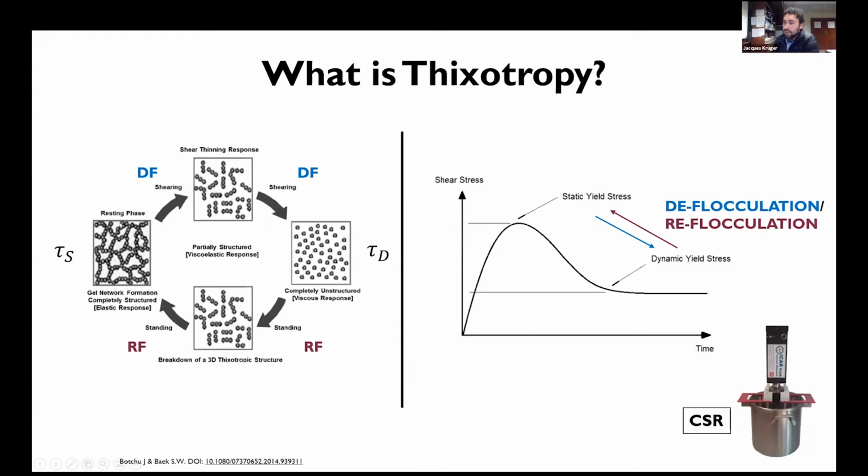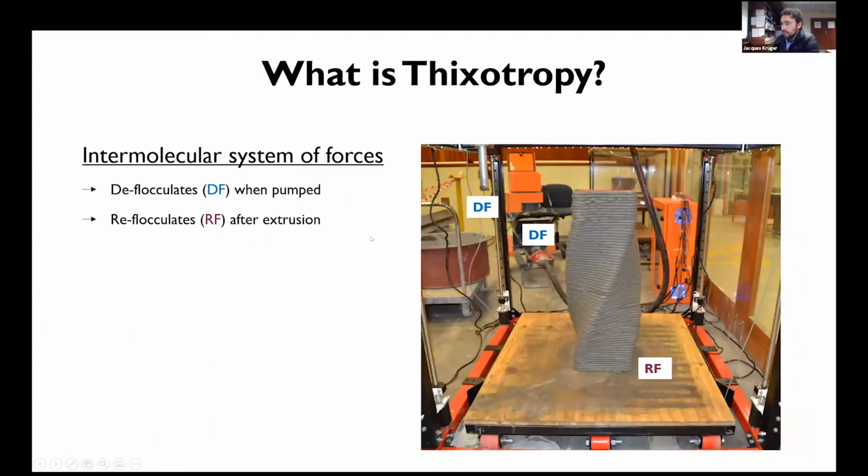If you look at this graph on the left-hand side, the top of this figure: when you remove the agitation while at this dynamic yield shear stress, so when you stop the rheometer's vane or stop the pumping, then it reflocculates back to the static yield shear stress, as you can see in the bottom half of this figure, to get the original microstructure back again, so the elastic response. The dynamic yield shear stress is good for pumping, and the static yield shear stress is to attain the buildability. So in the context of 3D concrete printing or digital fabrication with concrete, thixotropy would be as follows.